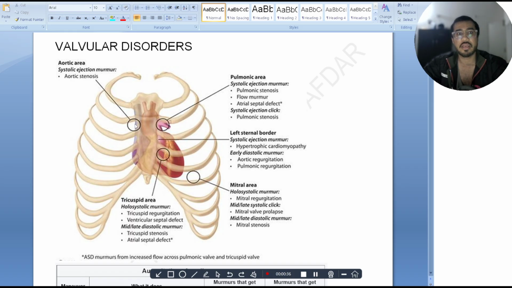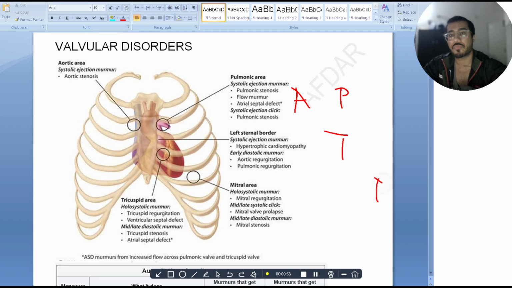So this one right here where my cursor is pointing, that's A. The second one is P, this is T, and this is M. So if you remember the mnemonic A, P, T, and M. A and P are at the second intercostal space, T is at the fourth, and M is at the fifth. M is at the mid axillary line, and these are just adjacent to the sternum.